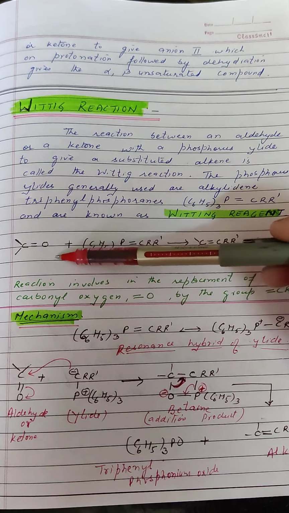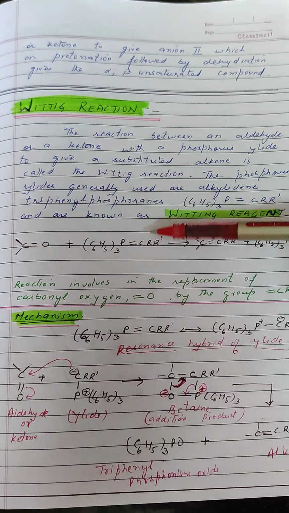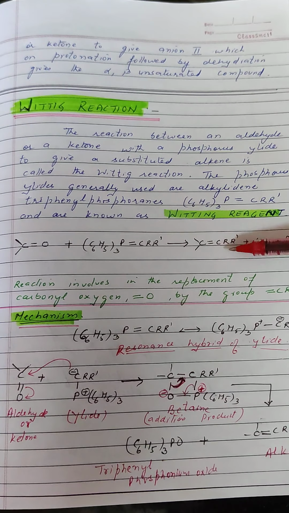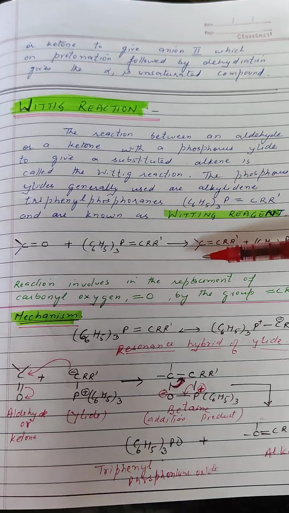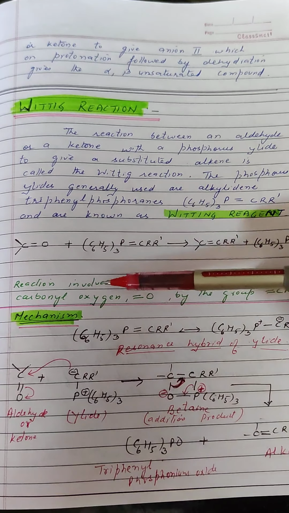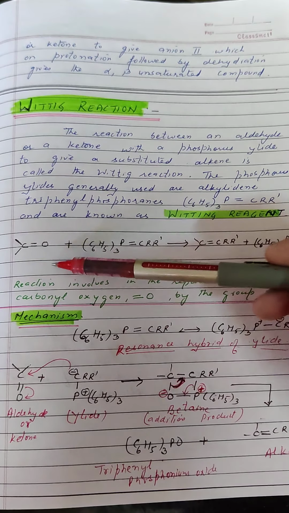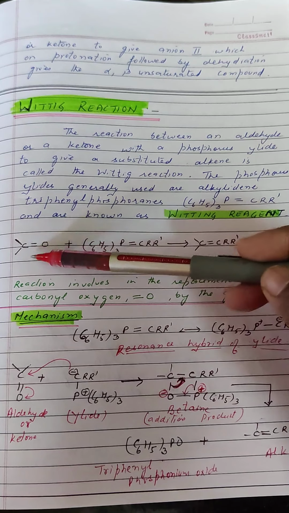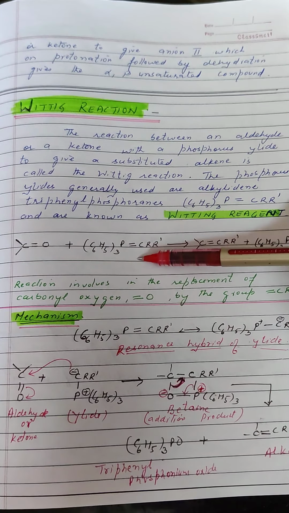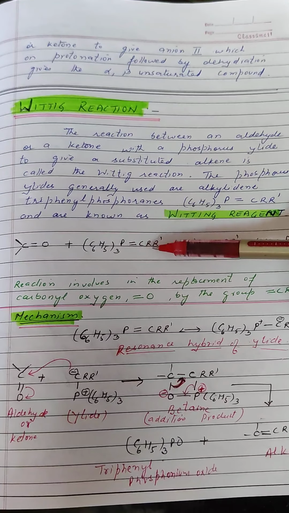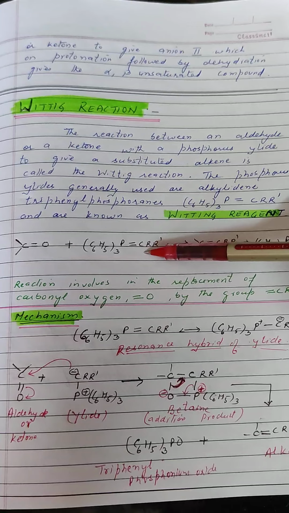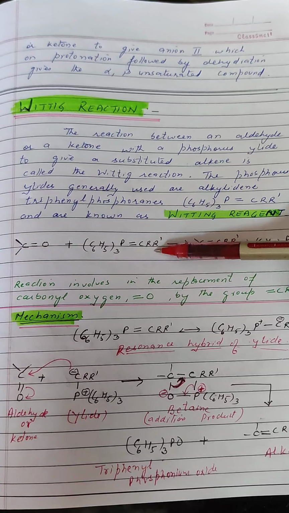Now here we can take any aldehyde or ketone. This reacts with the Wittig reagent and results in the formation of an olefin, as you can see here. Now the reaction involves C double bond O. In the Wittig reagent we have P double bond C R R dash. This R and R dash are alkyl groups or hydrogens. We can have R as well as R dash as hydrogens. These R or R dash groups can be the same, they can be different.